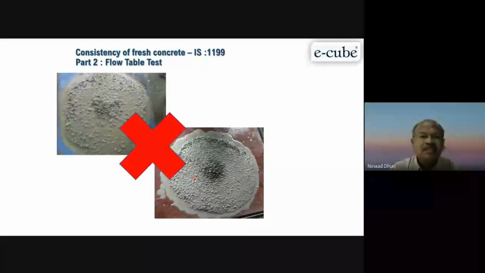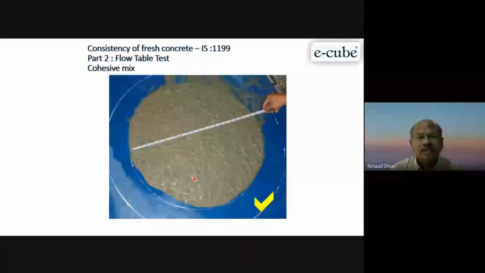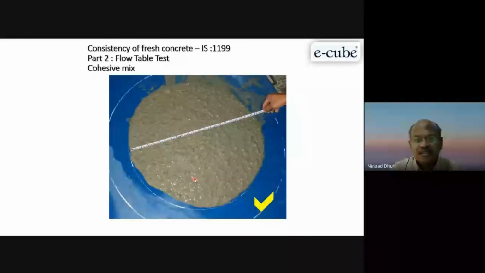One has to understand. So this is how a cohesive mix, proper mixing looks. This is a very important test for highly workable mix, which is slowly replacing your slump test because our requirements are changing in the field.